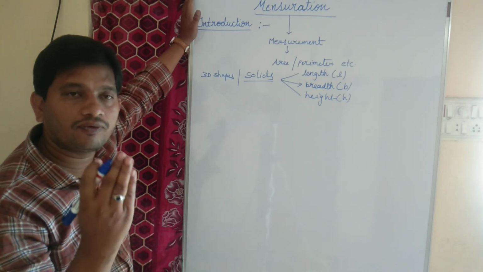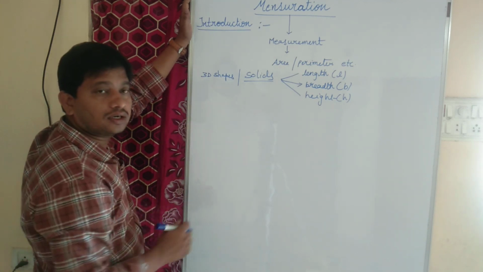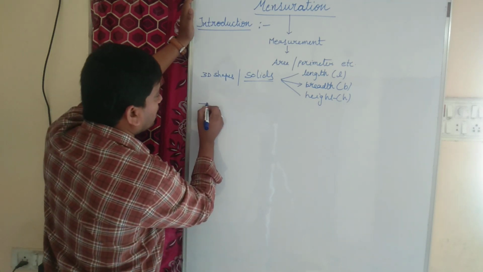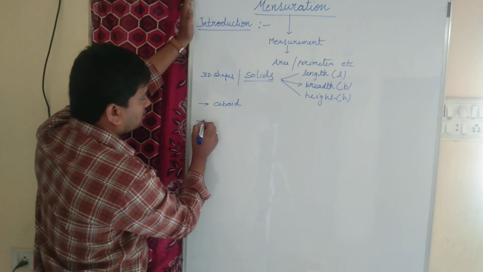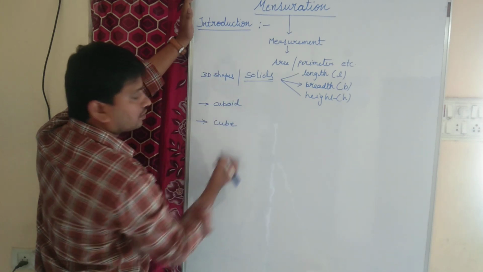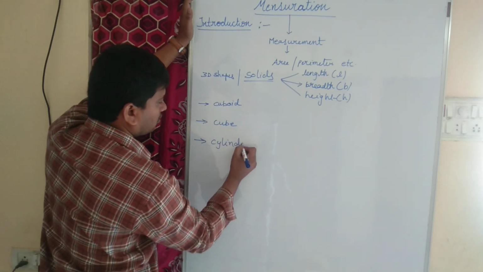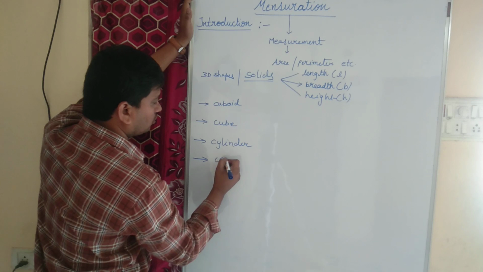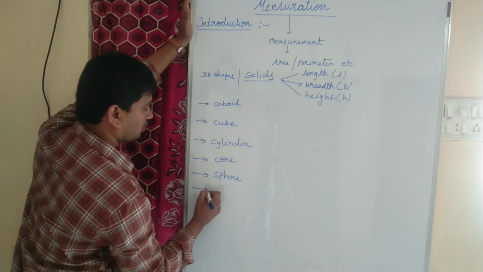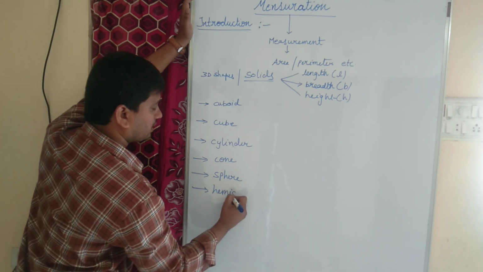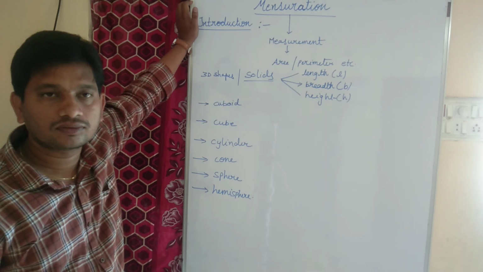Can you give me few examples of solids? So that we have already learned in our previous classes. They are cuboid, cube, cylinder, cone, sphere and hemisphere. They are the examples of 3D figures.